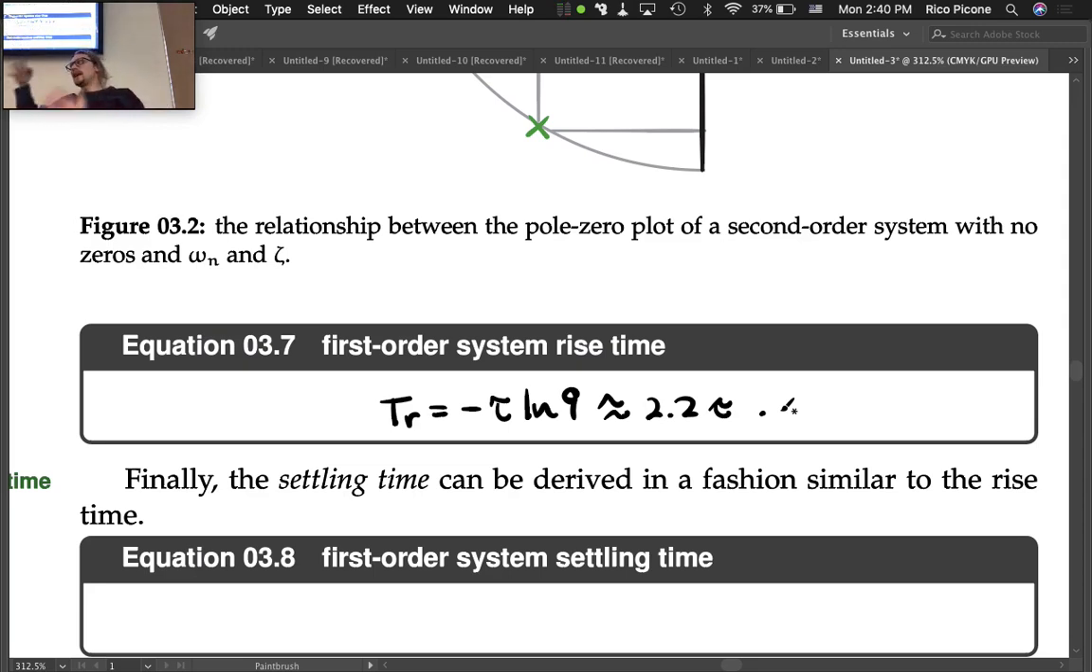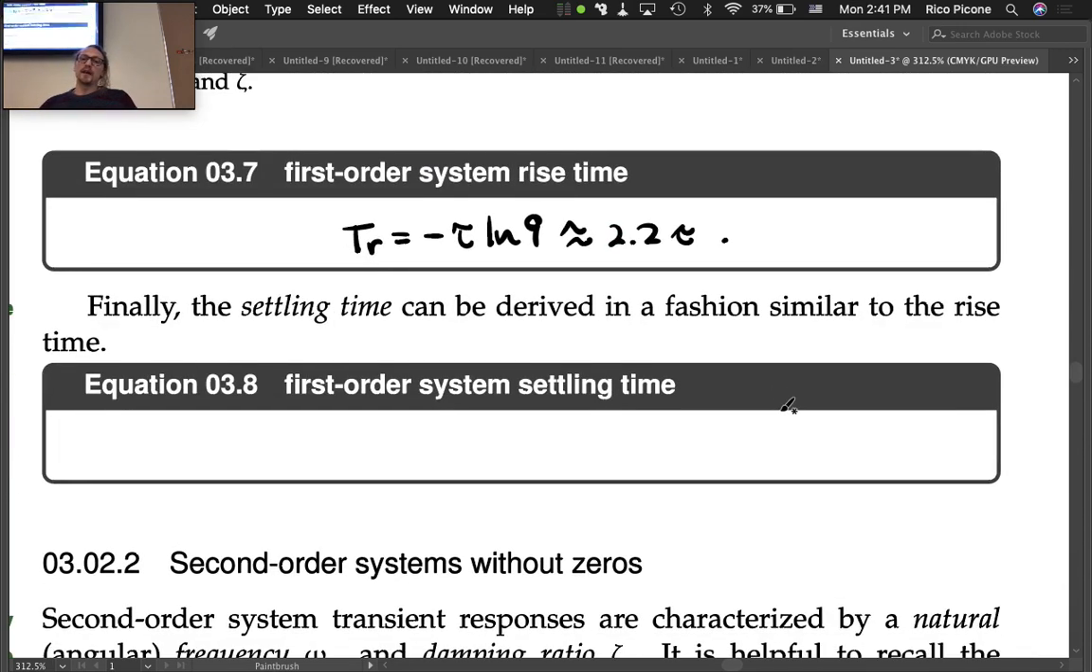But at the end of the day, what we typically do, if we have anything besides a first order system without a zero, is we're going to simulate the result to check that we actually meet our performance criteria. So finally, the settling time can be derived in a fashion similar to the rise time. And the settling time, it turns out, I think is 3.9 time constants. Let me check my notes, but I'm pretty sure it's 3.9.